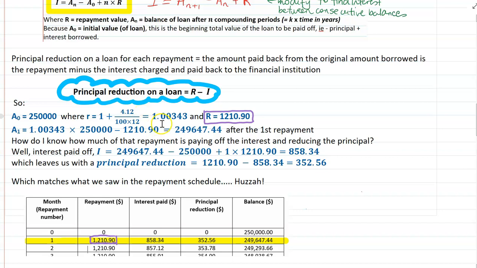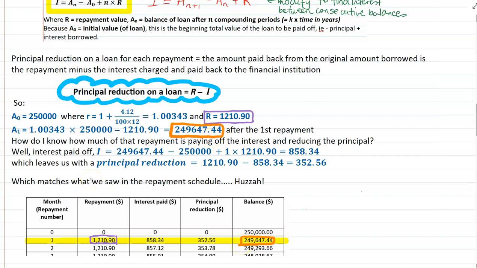And we have 1.00343, which gets applied in our recursion formula for a reducing loan balance to the original 250,000 minus the repayment amount. And that gives us the balance after month 1 of $249,647.44. So that's where that value comes from.